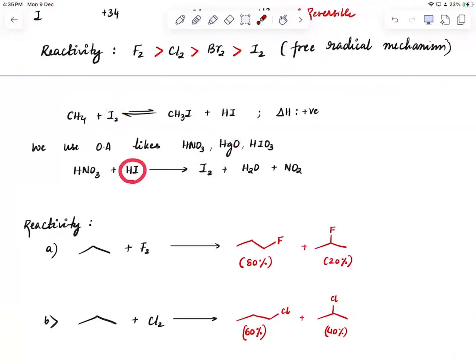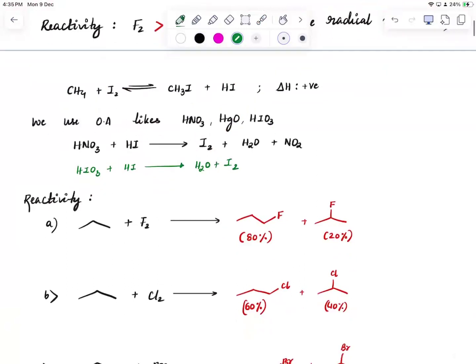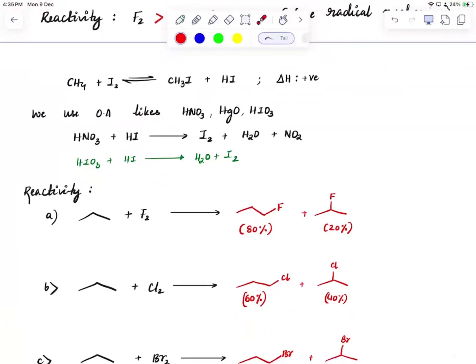So this HI is being oxidized by a mild oxidizing agent like dilute HNO3, HIO3 or HgO. HIO3, how the reaction works, you see this one. HIO3 will react with HI and convert into H2O plus I2. That's how the oxidation could happen. And this is one way of removing the quantity of HI and making it a more radical based mechanism.